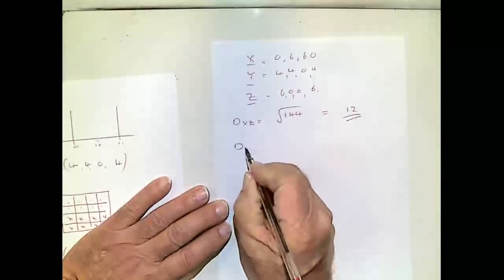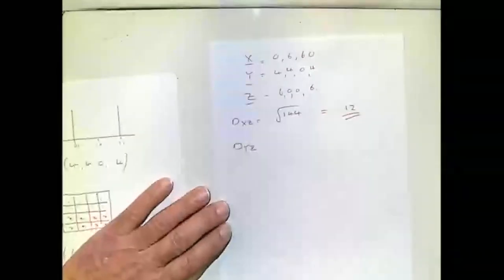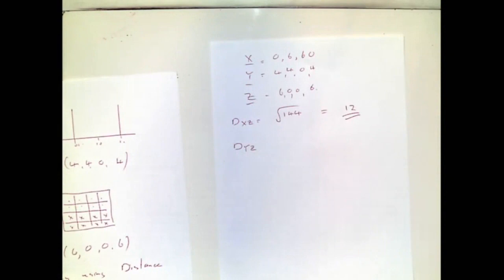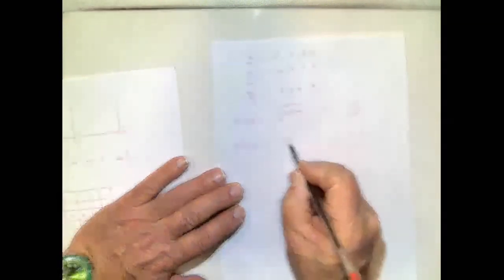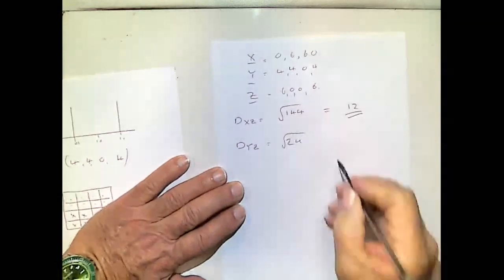d yz, the unknown from the other pattern, is going to be 4 minus 6 is going to be minus 2 squared is 4, plus 4 minus 0 is 4 squared is 16, and 4 is 20. 0 to 0 is going to be nothing, 20, and 4 minus 6 is minus 2 squared is 4. It is going to be 24. Square root. And square root of 24 is nearly 5.